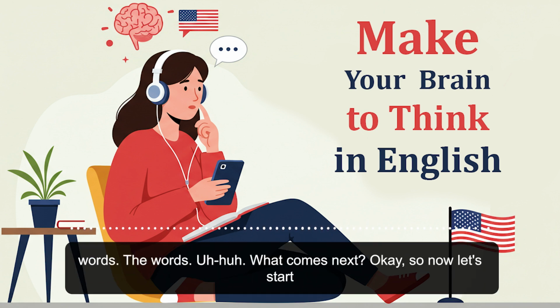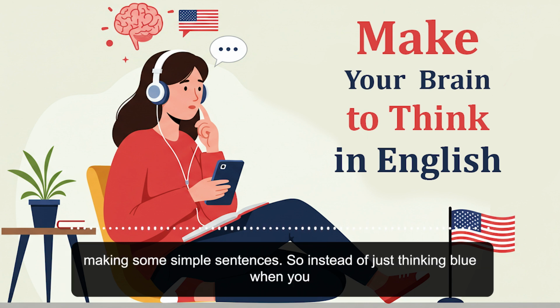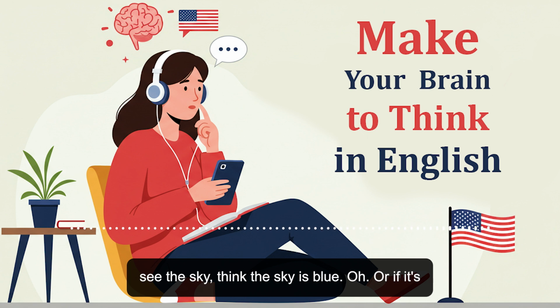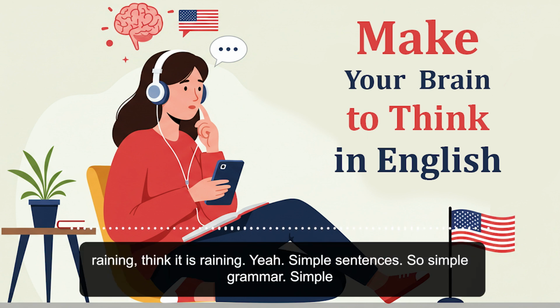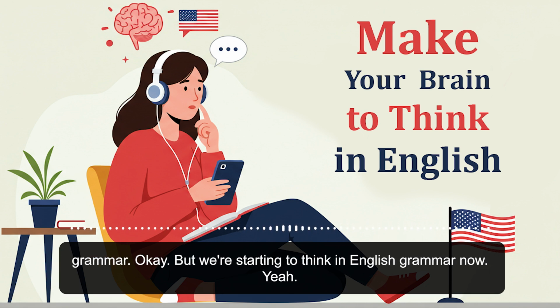So we're starting with the words. What comes next? Now let's start making some simple sentences. So instead of just thinking "blue" when you see the sky, think "the sky is blue." Or if it's raining, think "it is raining." Simple sentences, just simple grammar. But we're starting to think in English grammar now.